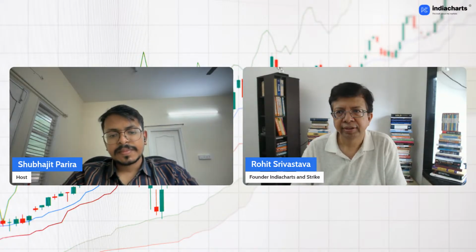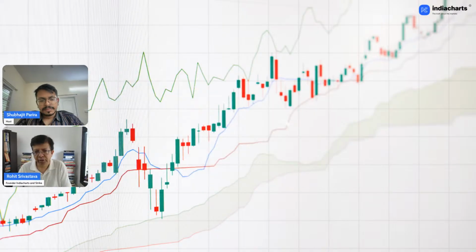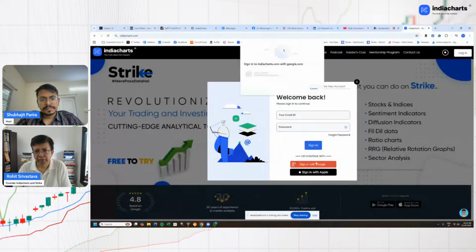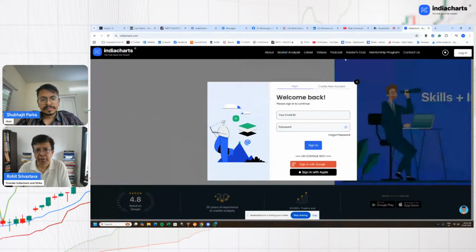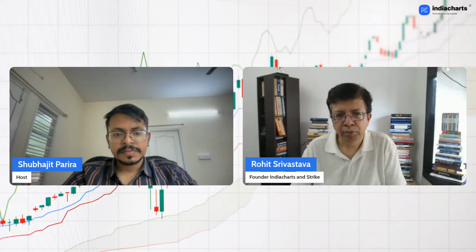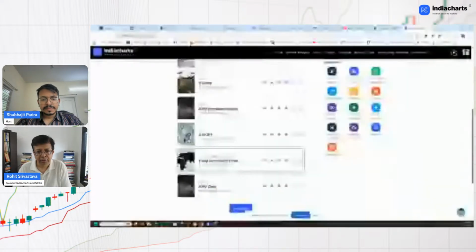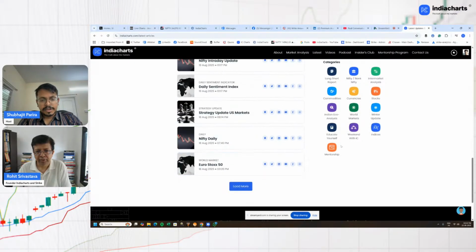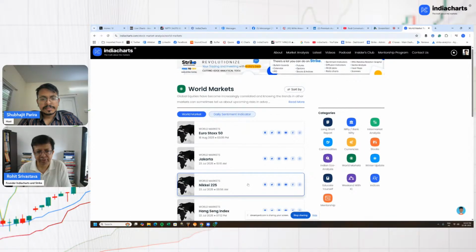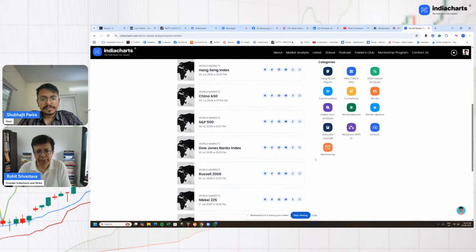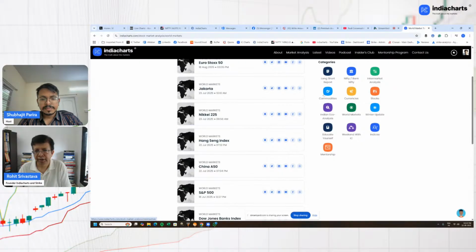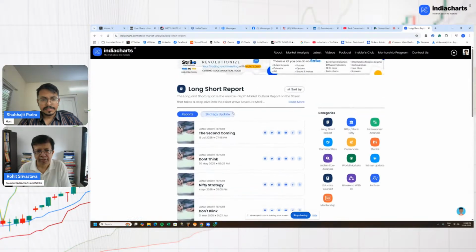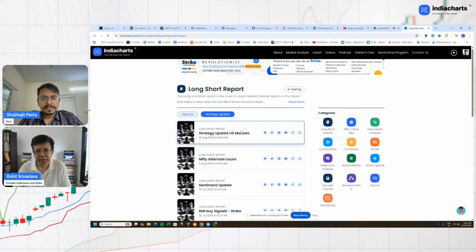There are some very interesting things. People need to go to India charts, and I'll actually need to log in. I'm logging in because I'm going to read a paid post, since you talked about global markets, on the world indices. I'll just go to world markets, it's faster. I'm not sure where I put it. See, we write a lot of stuff. Okay, so yeah, strategy update on US markets.